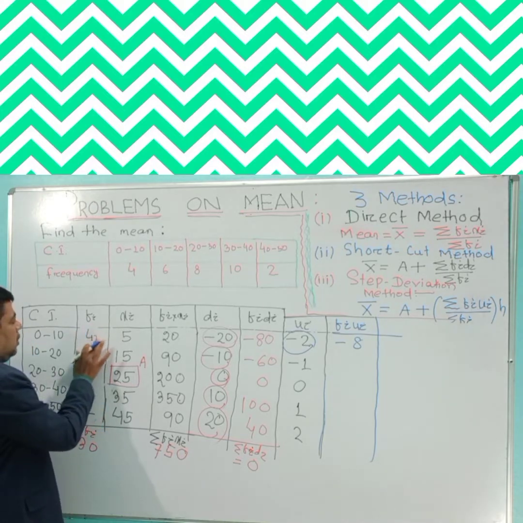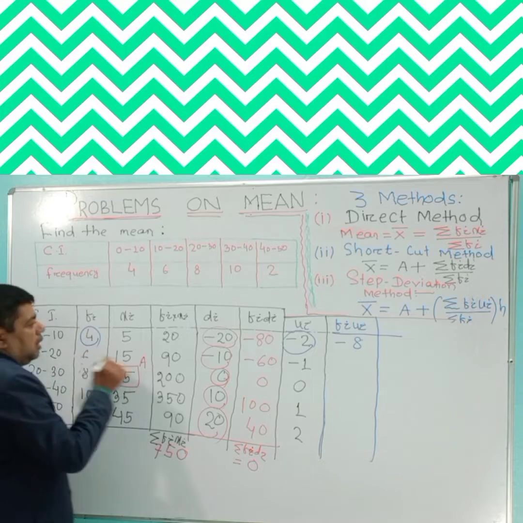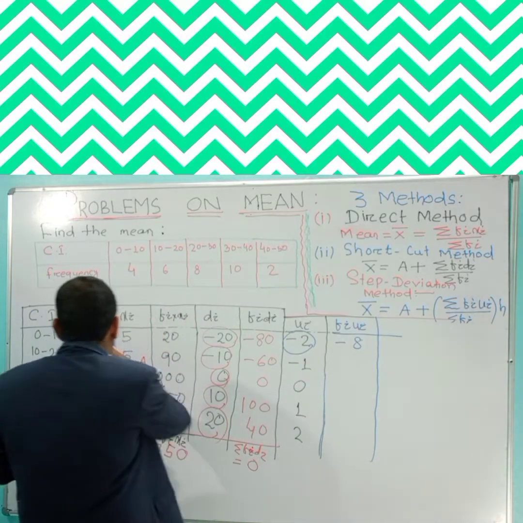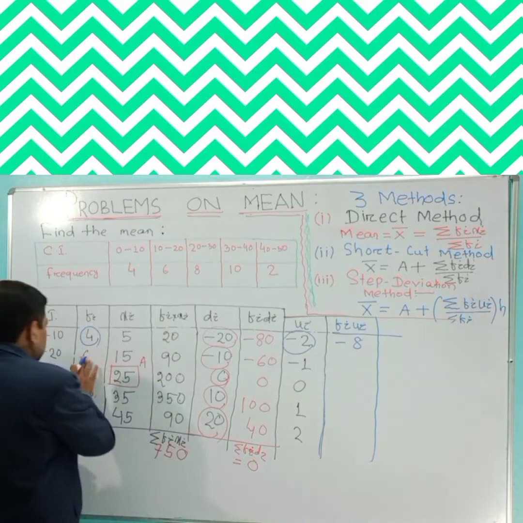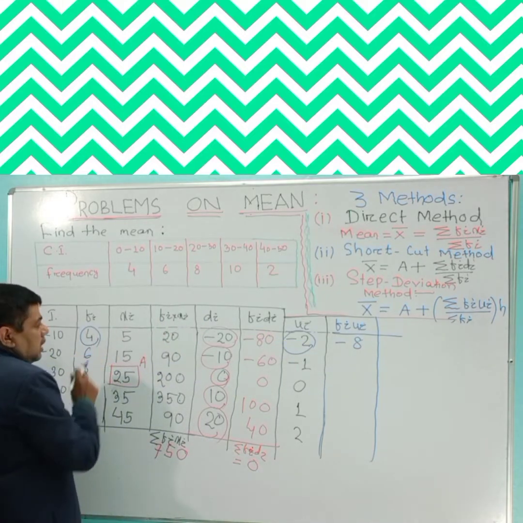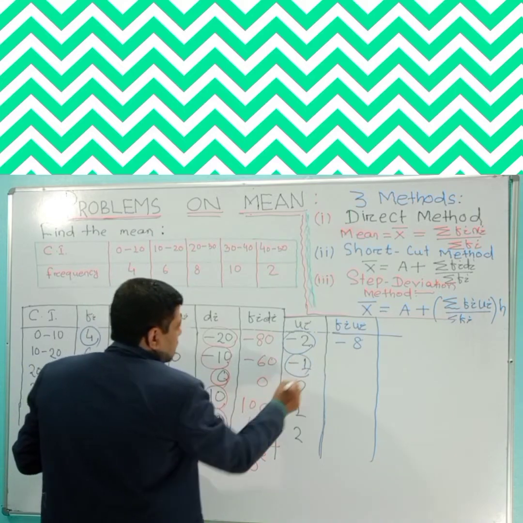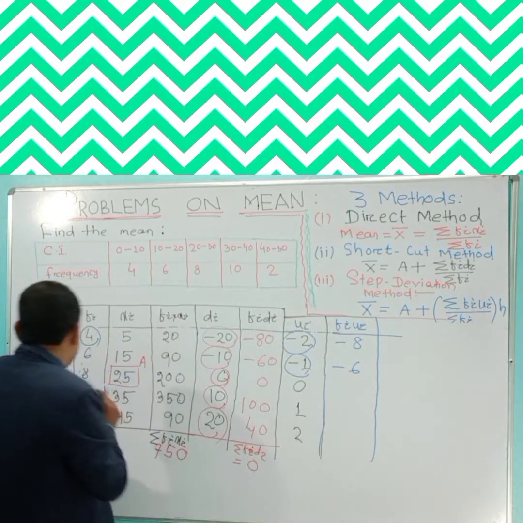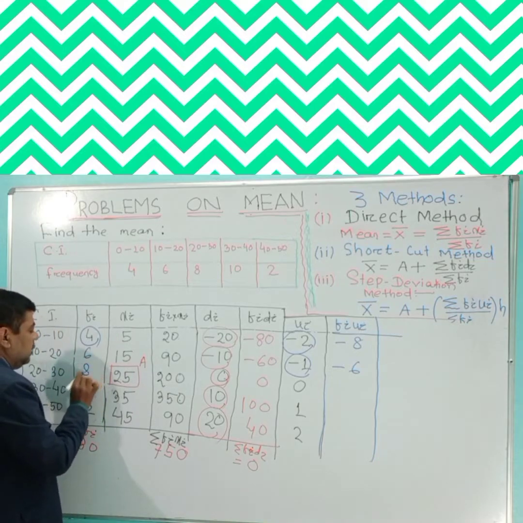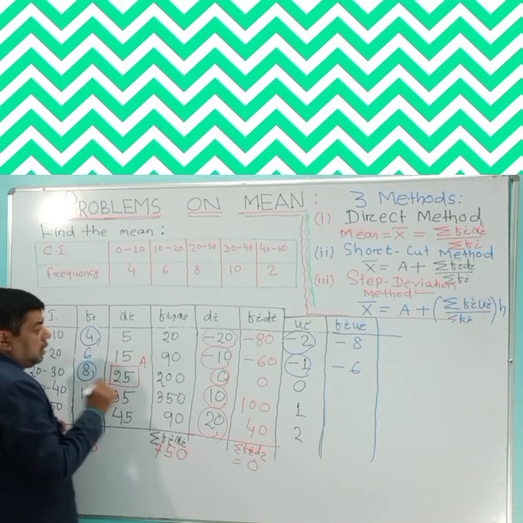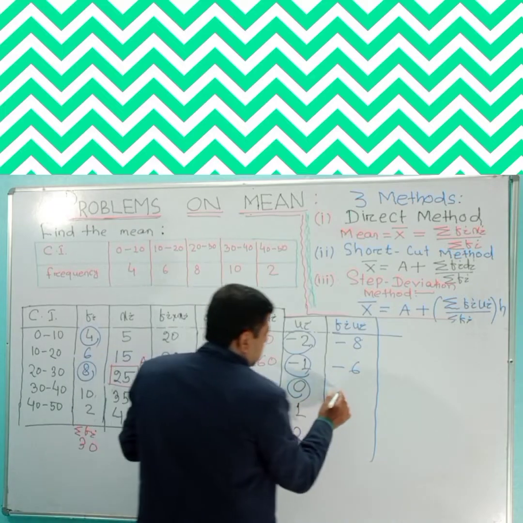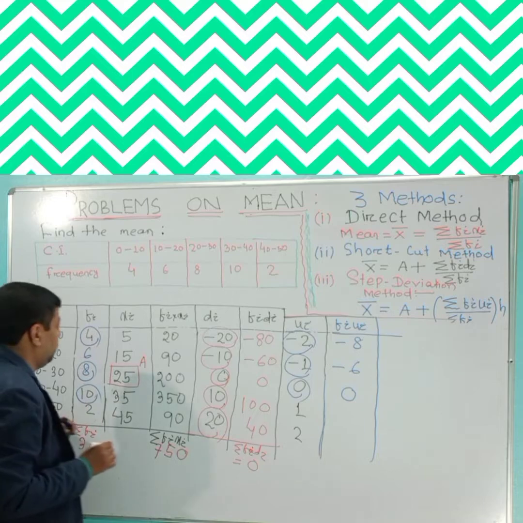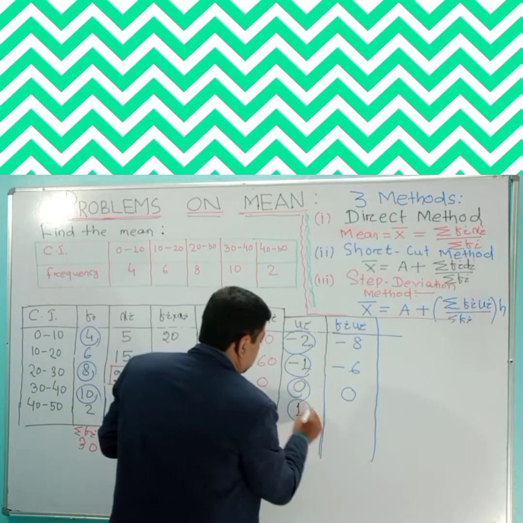Here fi is 4 and ui is minus 2. So 4 multiplied by minus 2 is minus 8. Similarly, here fi is 6 and 6 into minus 1 is minus 6. The next value is 8, and ui is 0, so 8 multiplied by 0 is 0. Here fi is 10, ui is 1, and 10 multiplied by 1 is 10.